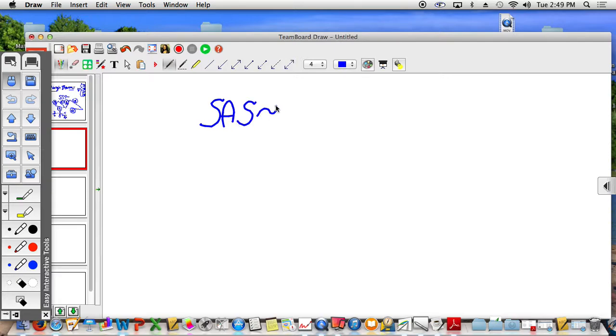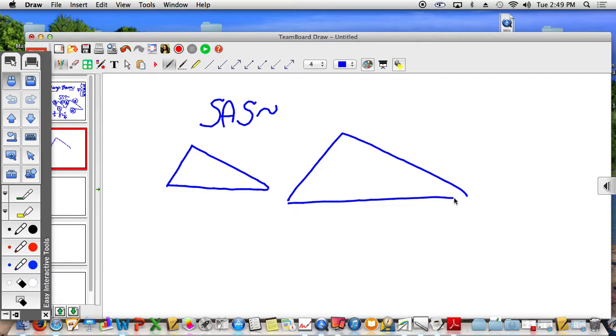The other one is called SAS. Nice. So yes, side, side, side works for congruence. It also works for similar. SAS works for similar and for congruent also, and that can sometimes get confusing. Go ahead, draw yourself 2 sets of triangles, same shape, different size. And according to this, there has to be an angle equal to an angle.